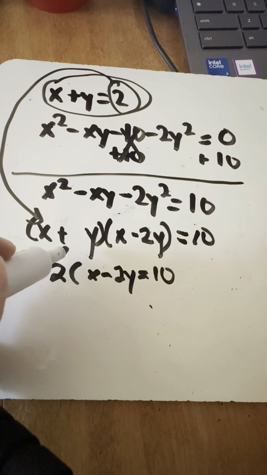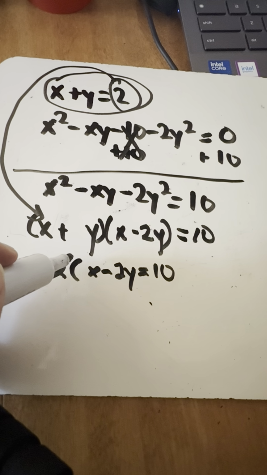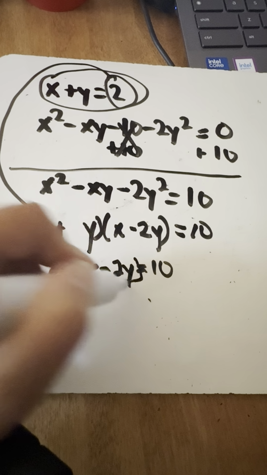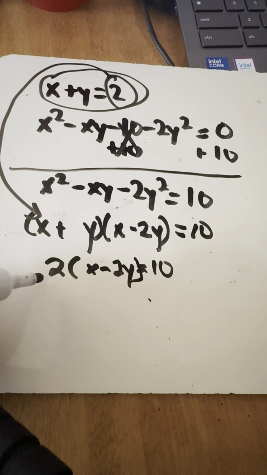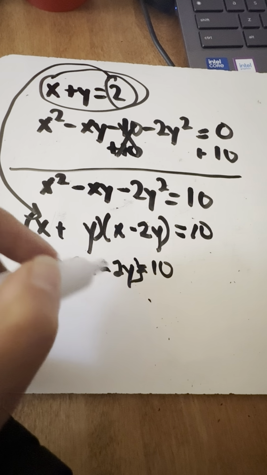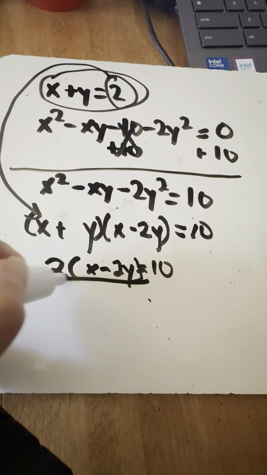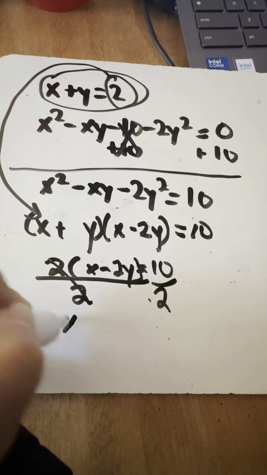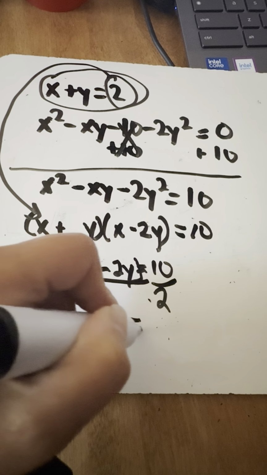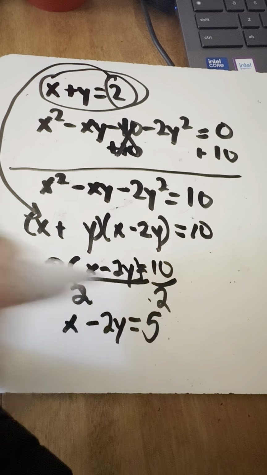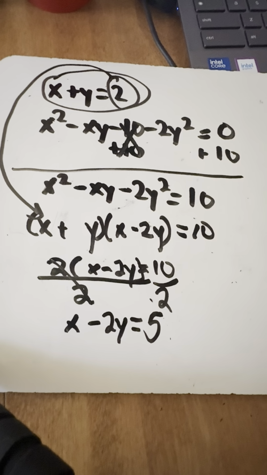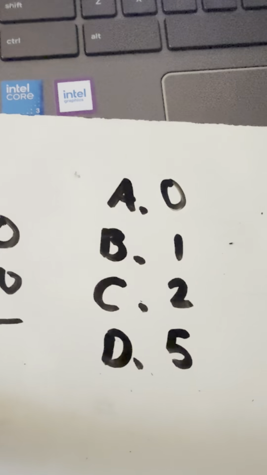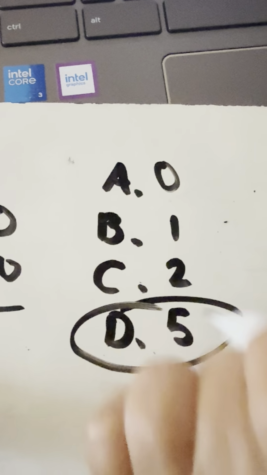And then I can go ahead and take a look at that. This piece is going to be the 2. And again, what you can do here is just get the 2 out of there. This is multiplication, so we're going to divide both sides by 2. And that tells me that x minus 2y is equal to 10 divided by 2, which is 5. And we were asked to figure out what x minus 2y was. You can see that 5 is an option, so your answer here is D.